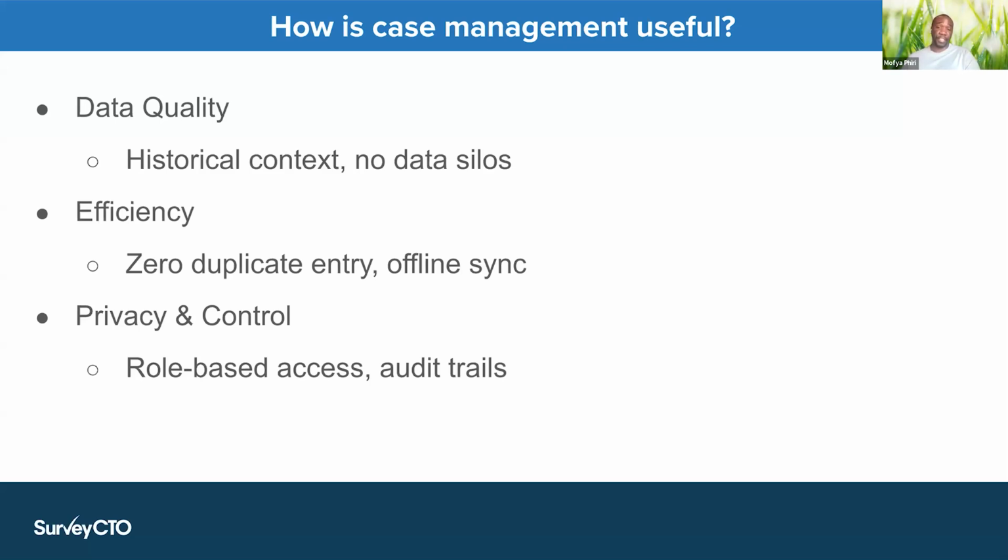Secondly, we get increased efficiency. Case management streamlines workflows and significantly reduces manual effort. Enumerators don't have to repeatedly type or search for basic case details like the names or the identifiers. This information will be preloaded from the cases dataset. And with advanced online capabilities, field teams can work seamlessly even without internet, with data syncing automatically only when they connect to the internet.